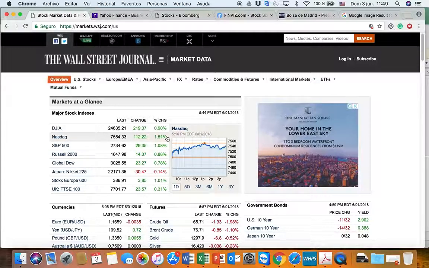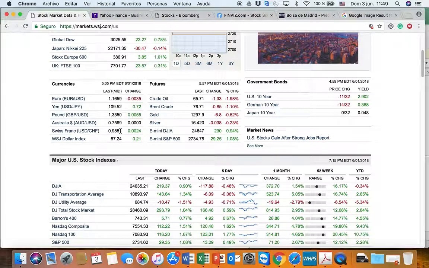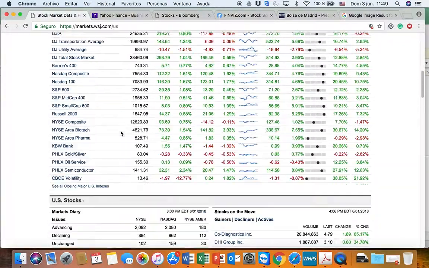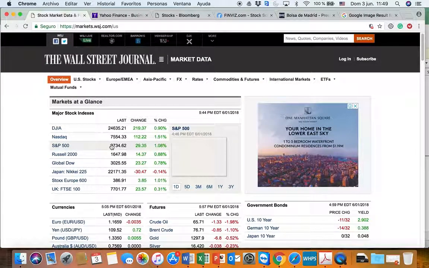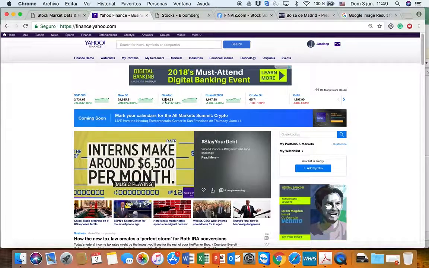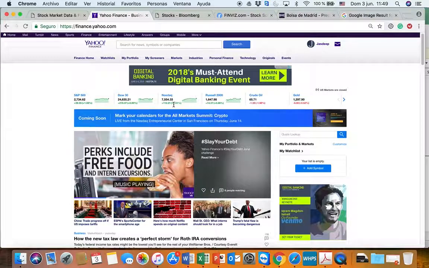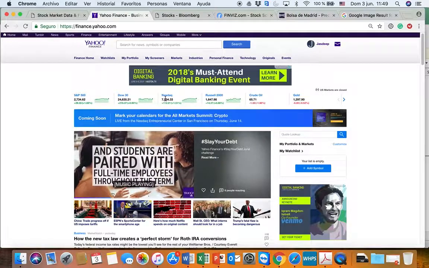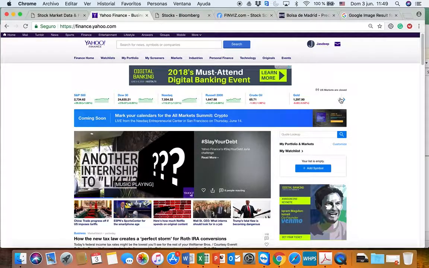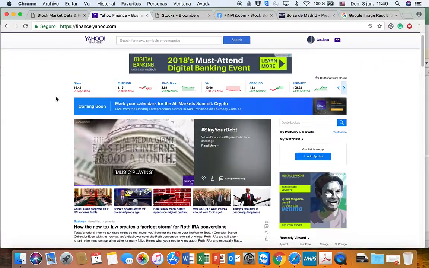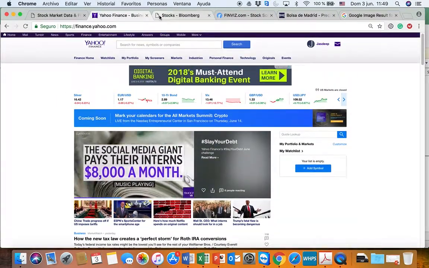The Wall Street Journal is a great place where you can find your information on these things. It's got nice colors, great charts, and you can be up to date and learn from there. Another place is Yahoo Finance. Again, you have the S&P 500, Dow 30, Nasdaq 7554.33. The percentage change is plus 1.51. You've got it right here. This is another great place which helps you find the performance of your indicators.